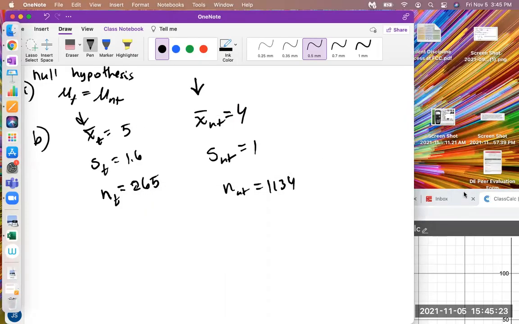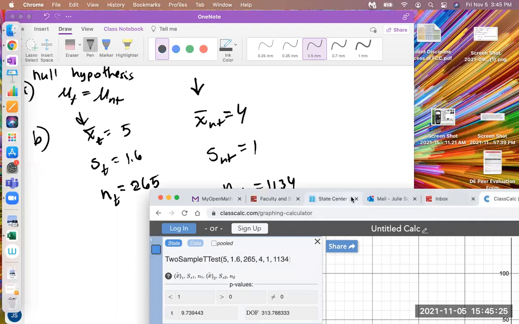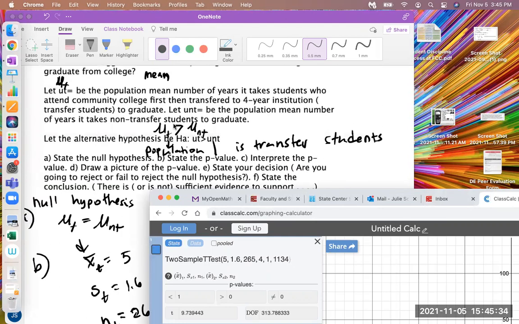All right, so we go to class calc and we input all this information. And then we look at the alternative hypothesis. You just have to look at the direction that this alternative hypothesis is going in. Notice that it's pointing to the right, like an arrow. So we have to make sure that we pick the value that is pointing to the right as well.